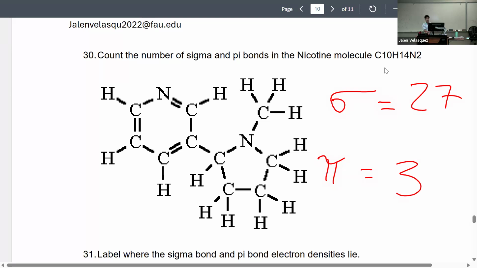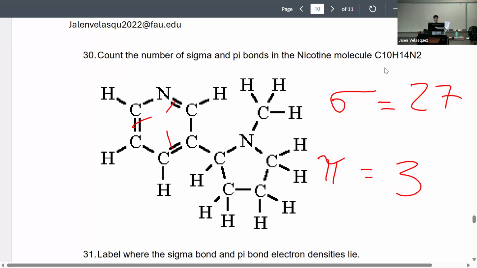Right, so remember, the next one goes more in depth with what they are, but in terms of counting them, every single bond is a sigma bond. The only time you have pi bonds is with double and triple bonds, right? So you just count up all the bonds, you'll get 27, and then for pi, you just look at 1 pi, 2 pi, 3 pi.